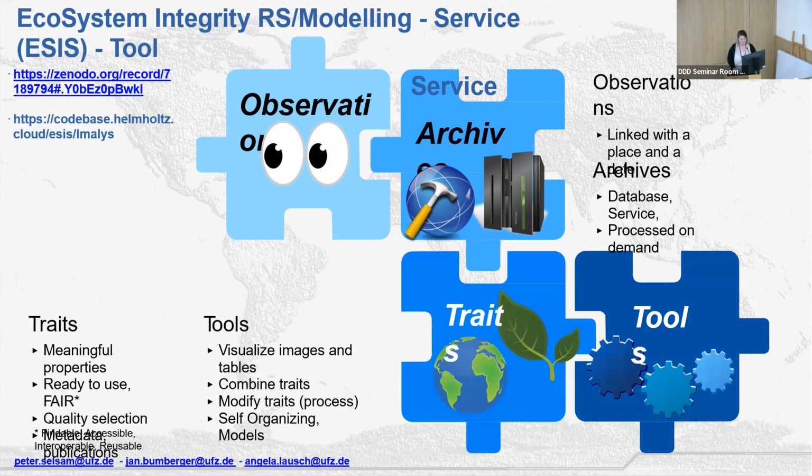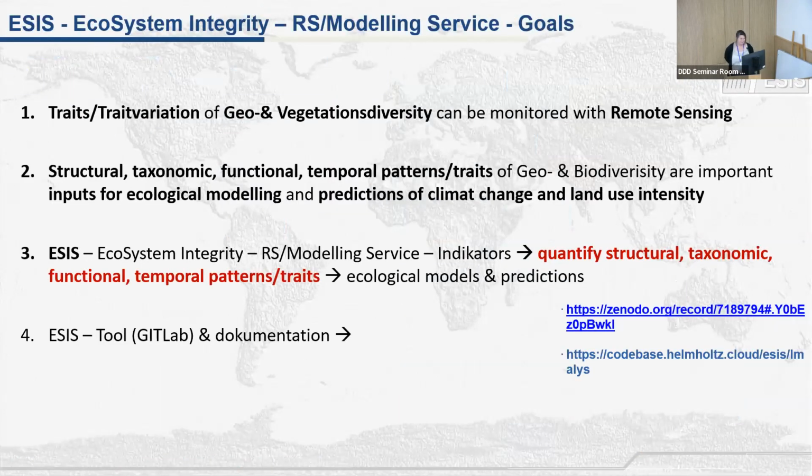In the next few minutes I will explain what we can measure and how it works a little bit. The ASIS approach means that trait and trait variation of geo and vegetation diversity can be monitored with remote sensing. This is important. That means we need functional, taxonomic, and temporal patterns and traits that we can measure with such a tool of ASIS. Of course, they are important for ecological modeling and climate change and land use or land use intensity.